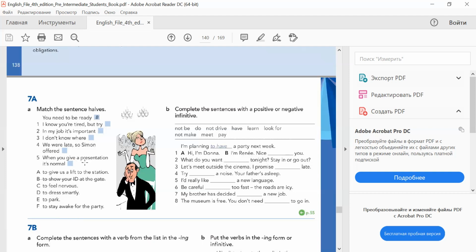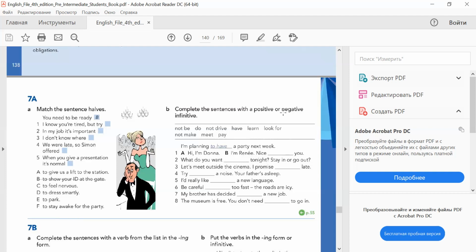When you give a presentation, it's normal to feel nervous. Когда вы даете презентацию, это нормально чувствовать себя немножко взволнованным. Да? Feel nervous, взволнованным. Exercise B.